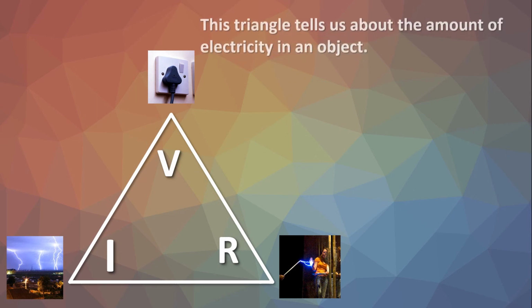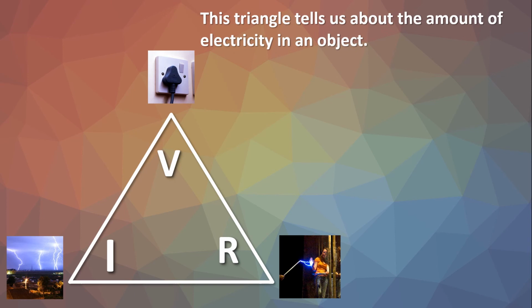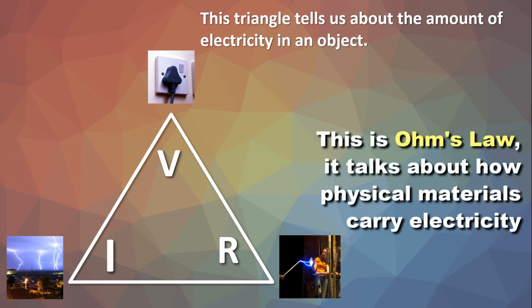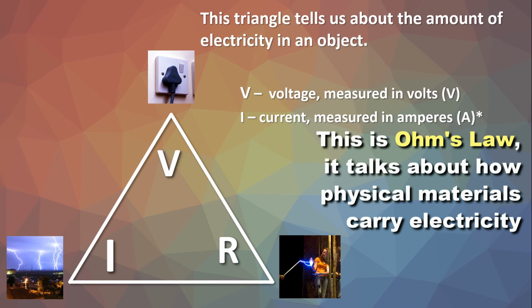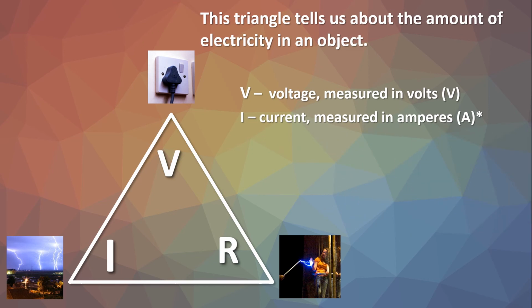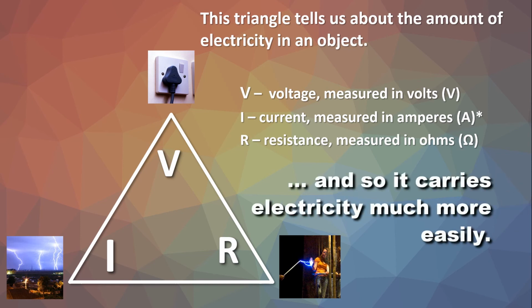Finally, we have this triangle, which is one of the first you will learn in any course on electricity. It talks about the amount of electricity in an object. That's not a great way of saying it, but we have voltage measured in volts, the current, the speed of electricity flowing through an object, measured in amperes, with the resistance of the object. And this is where what the object is made of becomes important. Metal has a much lower resistance than wood, for example.